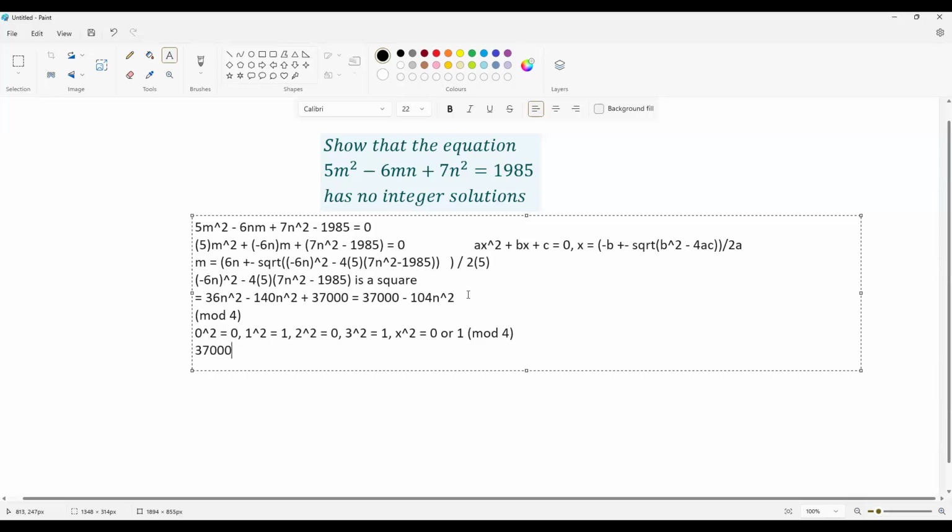Hey, different approach. 37000 minus 104n squared. That is divisible by 4. And then we get, oh, okay, I see the problem. I made a mistake. Yeah, this should have been 39700. However, let's keep going with factoring out the 4.